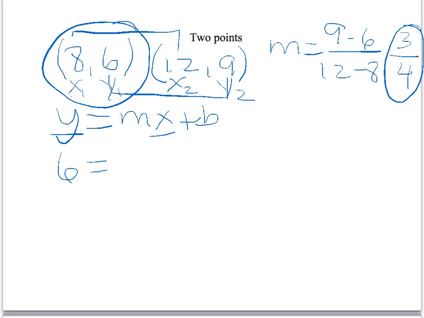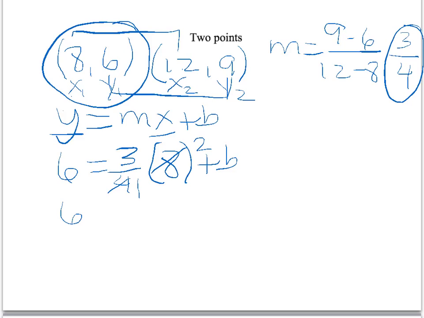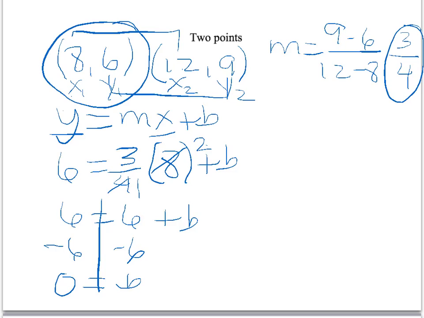So 6 equals 3 over 4 times 8 plus b. So I can reduce the 8 and the 4. That becomes 1. This becomes 2. So I have 6 equals 3 times 2, which is 6, plus b. Subtract 6, and I get b equals 0.